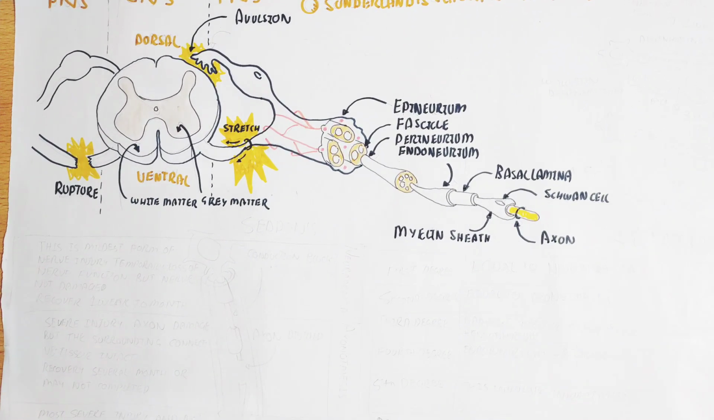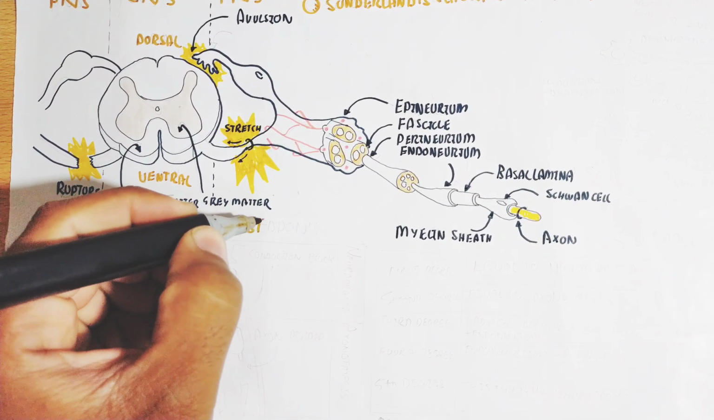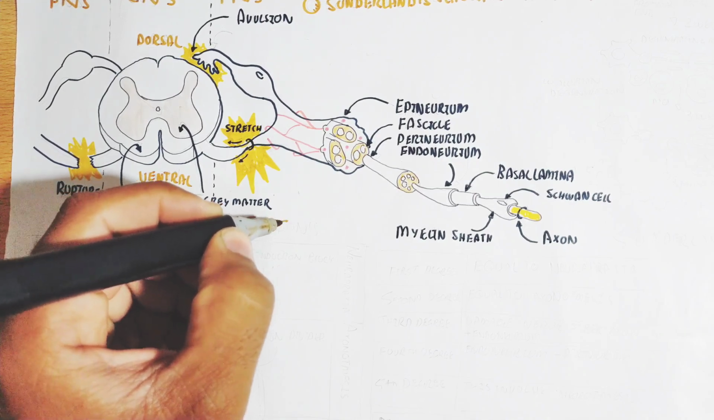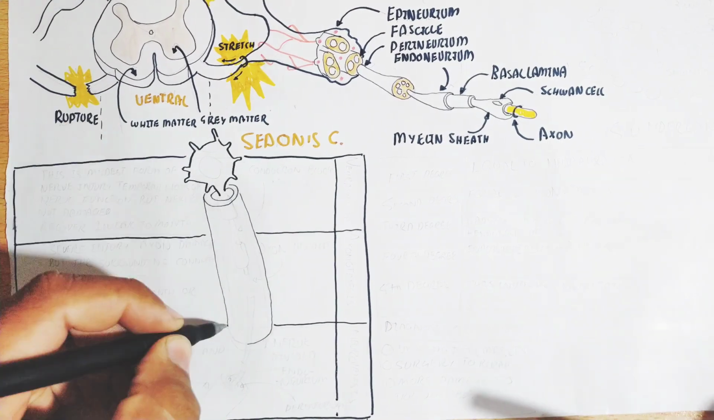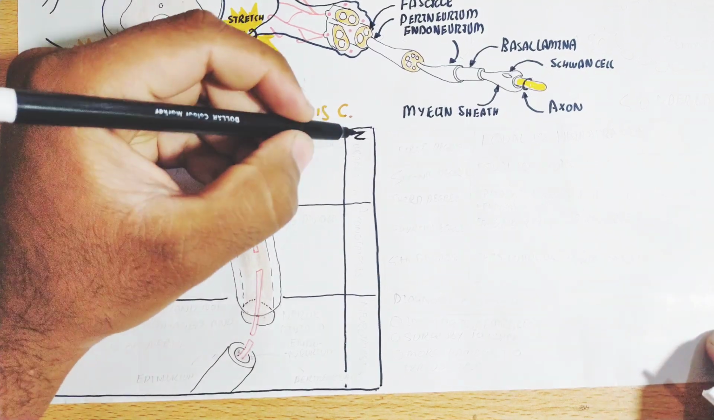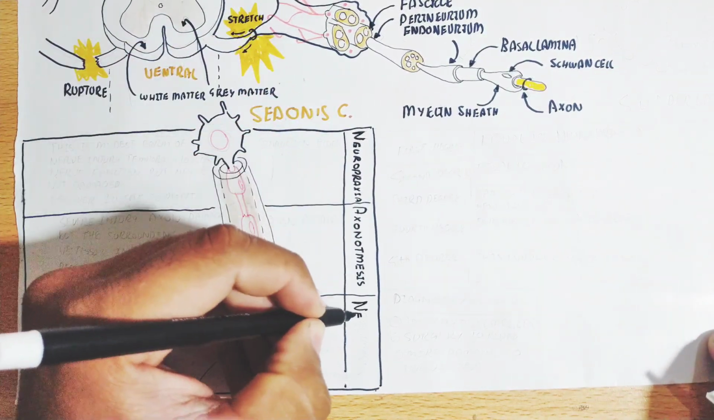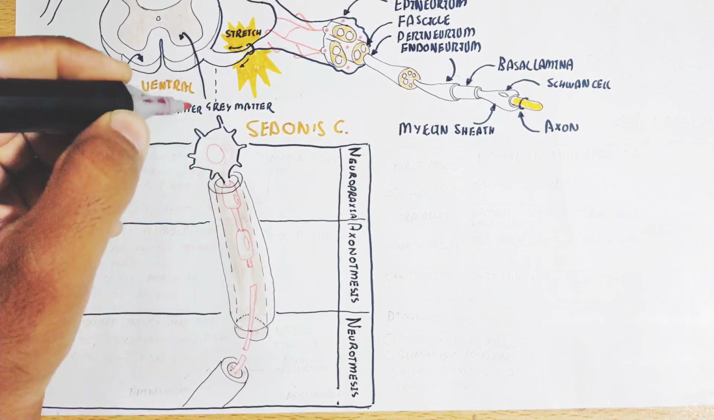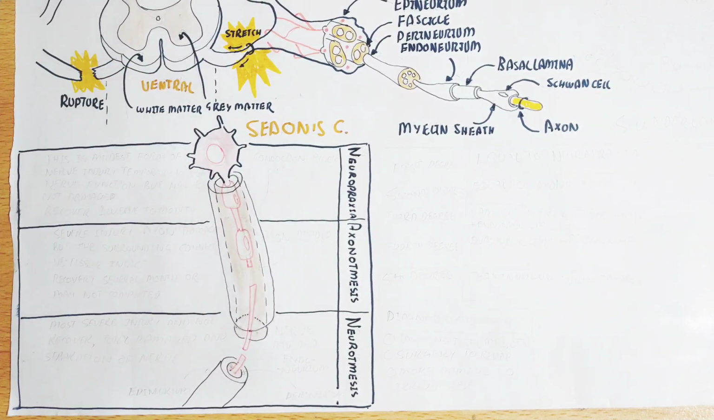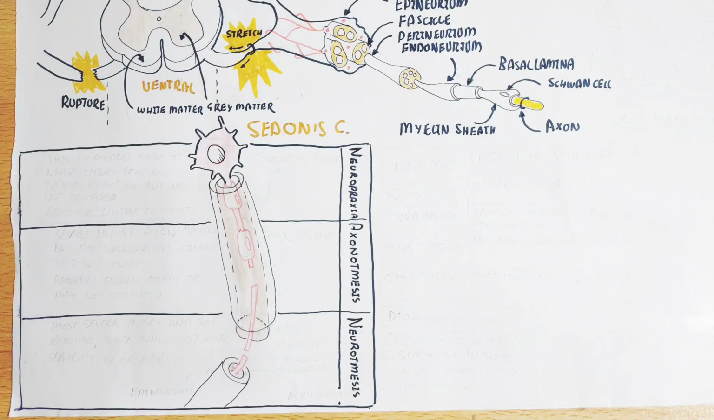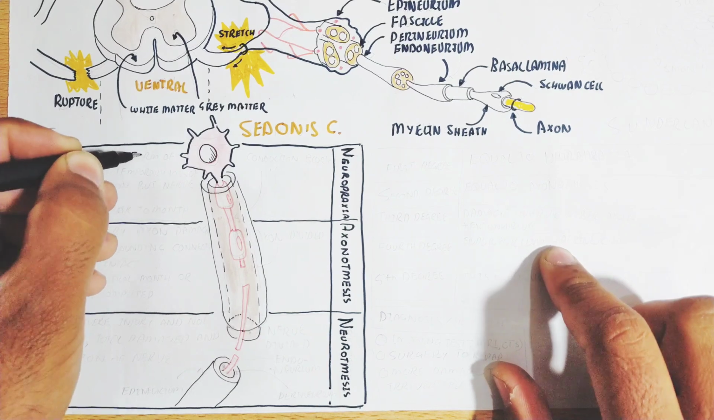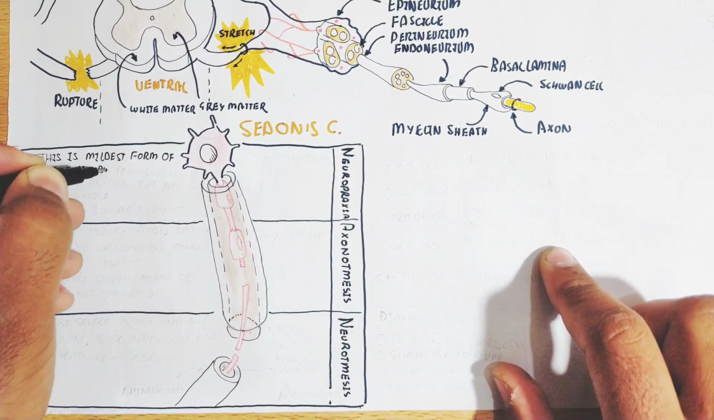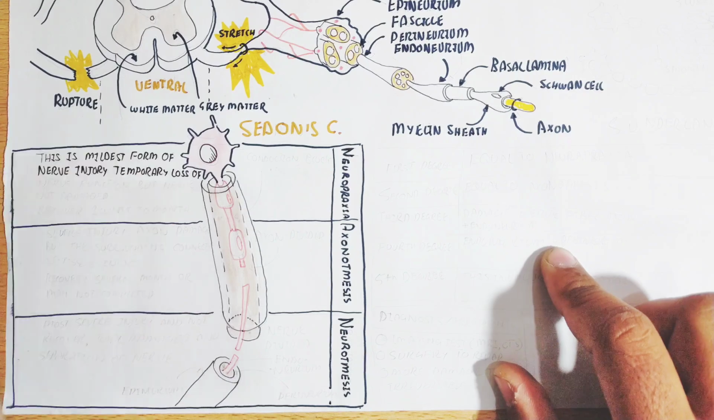So in this way, the important thing is Seddon's classification. Seddon's classification is first divided into three sub-classifications: neuropraxia, axonotmesis, and neurotmesis. Here is a single neuron surrounded by the epineurium, perineurium, and endoneurium. Anyhow, these are the three layers. I hope that makes sense.